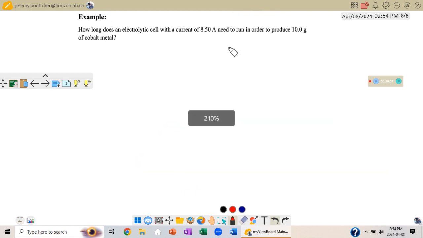All right. That's one kind is, find the mass. Here's the other kind here. How long, so find the time, does an electrolytic cell with a current of 8.50 amps need to run in order to produce 10.0 grams of cobalt metal? So we look on our chart to find out cobalt metal. What is cobalt metal coming from? And it is coming indeed from cobalt 2+. And so we look at our reduction half reaction and we can say, oh, good, cobalt 2+ and 2 electrons gives me cobalt solid.